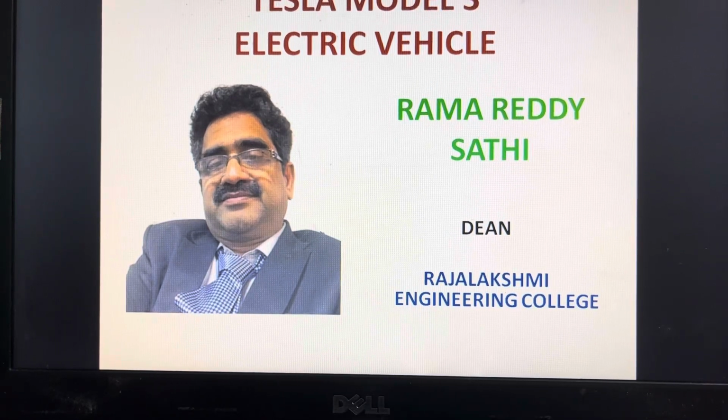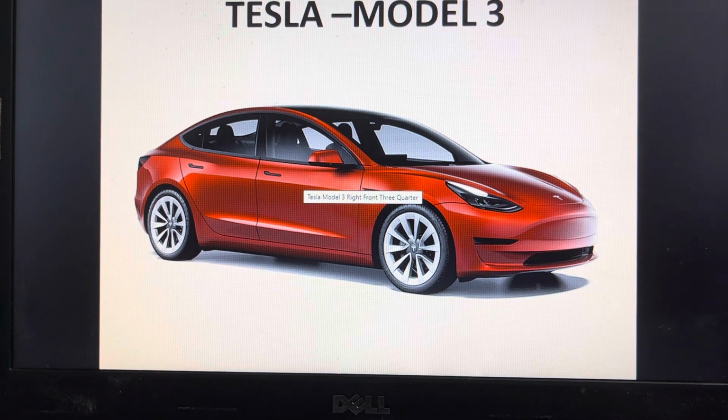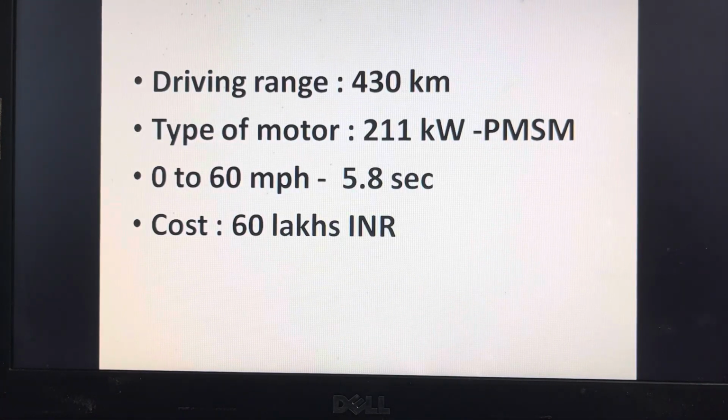Hi friends, let us see today Tesla Model 3 electric vehicle and what is its working principle. It has a driving range of 430 kilometers and the type of motor is permanent magnet synchronous motor rated at 211 kilowatt. It reaches 0 to 60 miles per hour within 5.8 seconds and the cost is 60 lakhs Indian rupees.